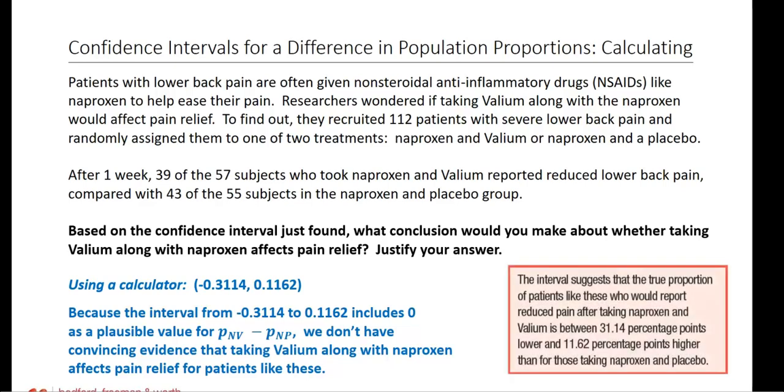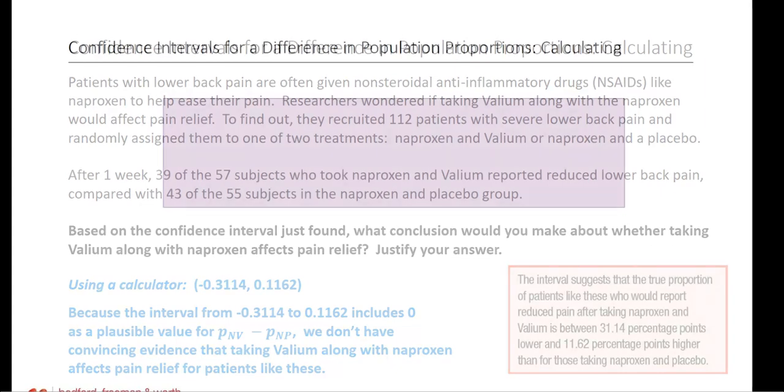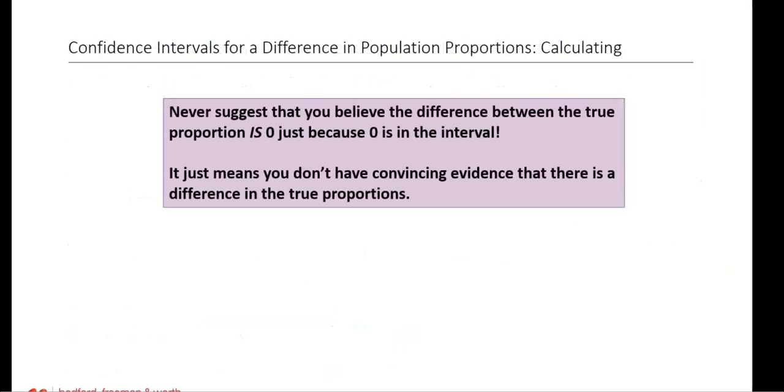So lots of times you're really looking for is 0 in the interval or not when you're doing a difference in proportions. And then they went on to say patients like these who report reduced pain is between 31.4 and 11.62 lower and 11.62 percentage points higher. Again, percentage points is how we want to talk about these differences. Never suggest you believe the difference is 0. You're saying it's a plausible value, so we don't have enough evidence to prove there's a difference.